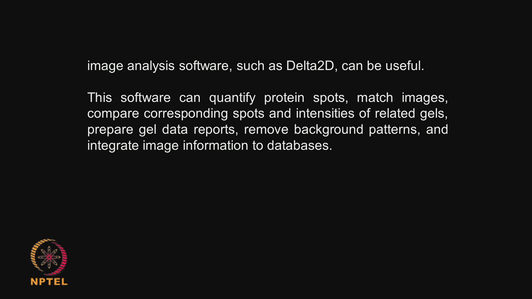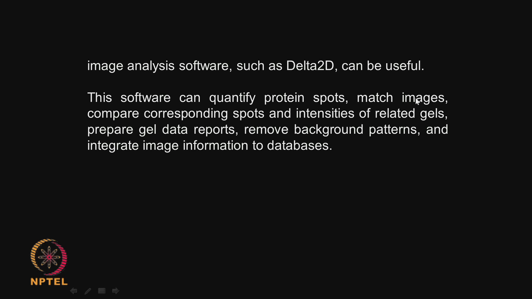There are many softwares that are available which can help you. They can compare with existing databases and then say possibly this is the protein. One of them is called Delta 2D. It can be used to quantify protein spots. That means by looking at this spot and at the enhanced image, we can say protein concentration could be of this order. Match images, we can match it with other images in the database and say this protein could be this much. Compare corresponding spots and intensities of related gels.